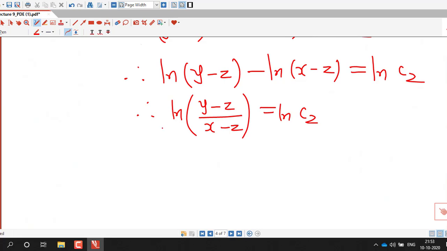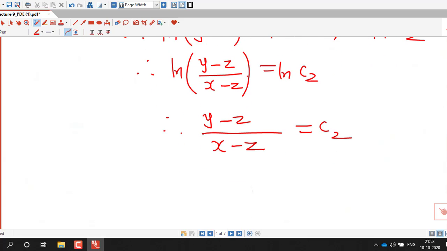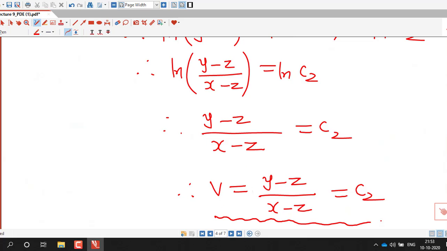And using the property of logarithm, the log function is one-one function, y minus z upon x minus z is C2. So this is the second integral. Therefore v equal to y minus z divided by x minus z equal to C2. So this is the second integral of Lagrange Auxiliary Equations.